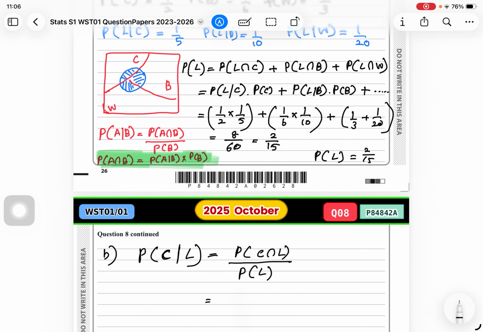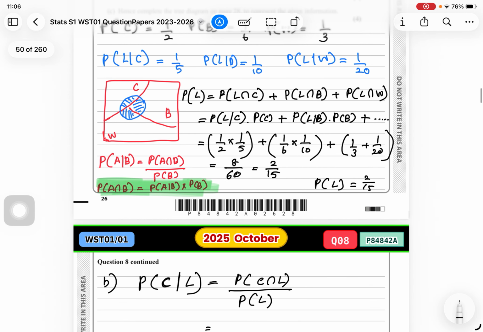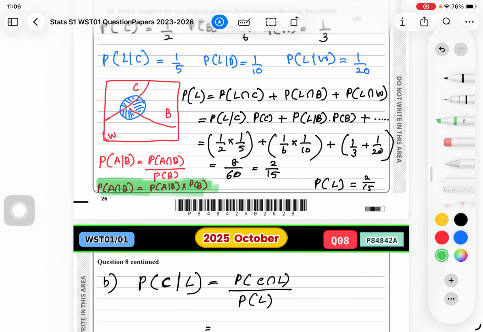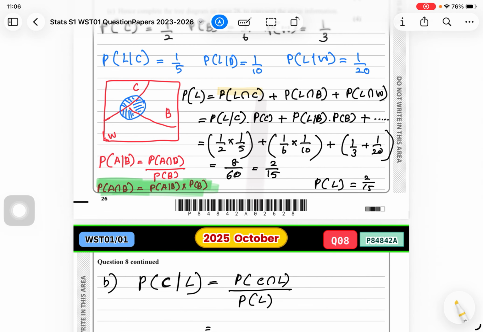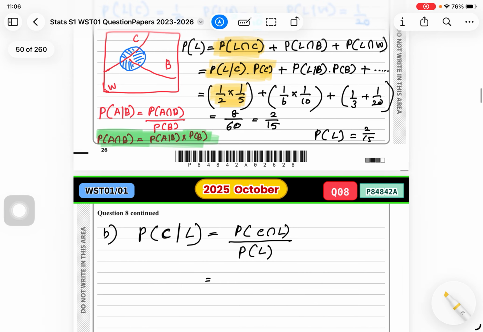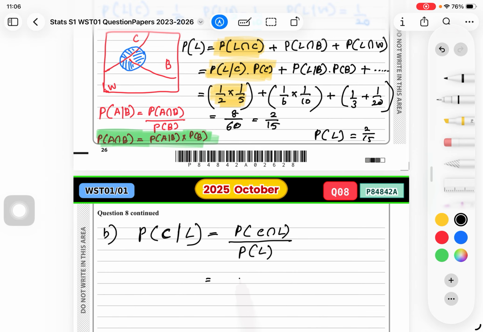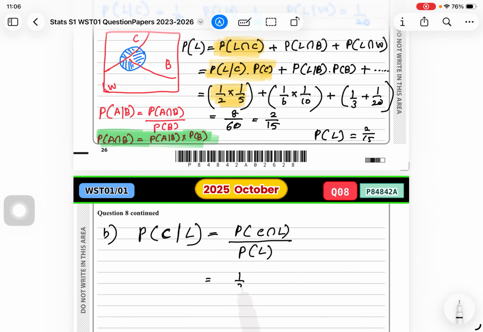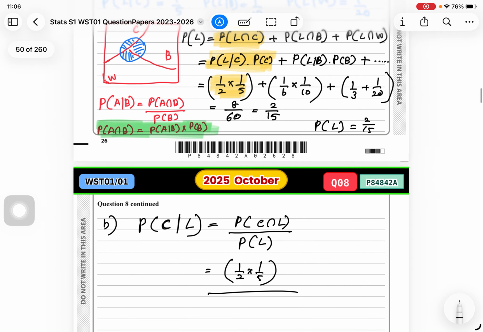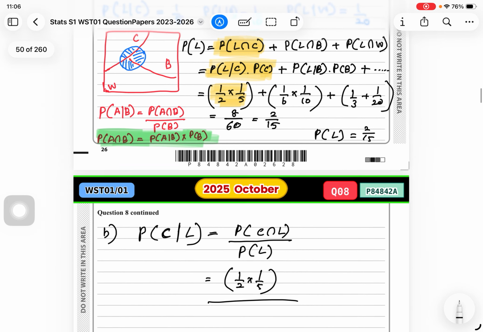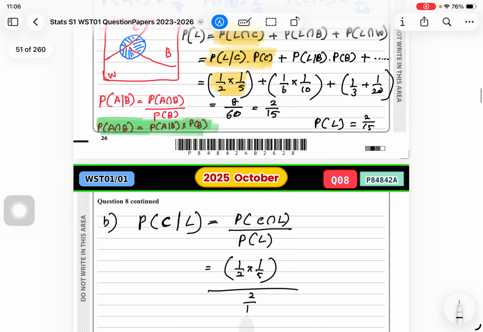So here we know how to get the intersection, because once we found the intersection, which is the multiplication of these two, which is this value, we already have it. So we're going to write it like 1 over 2 times 1 over 5, divided by P(L), which is going to be 2 over 15.